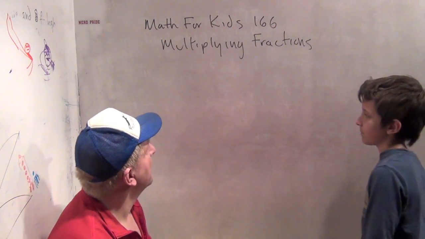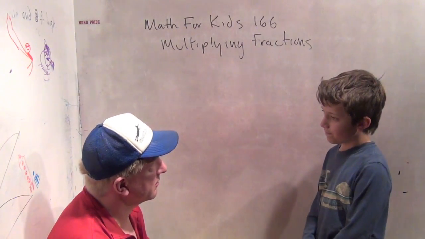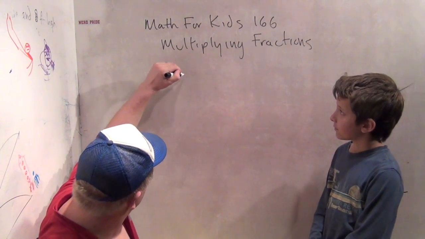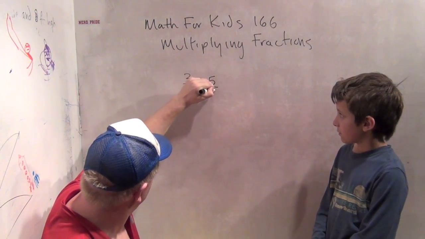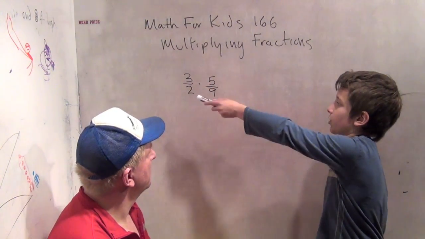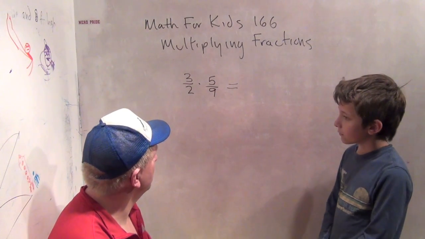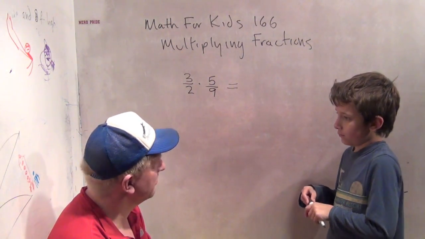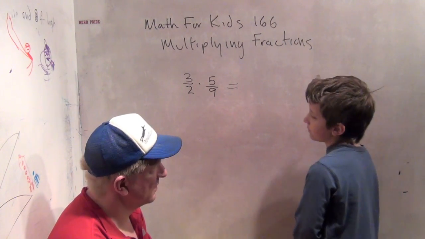And that's just one of the funny things about fractions. Multiplying fractions is a lot easier than adding them. Because what do you do? 3 halves times 5 ninths. Just multiply the top, multiply the bottom, and then at some point you need to check if there's anything to simplify, but nothing here.